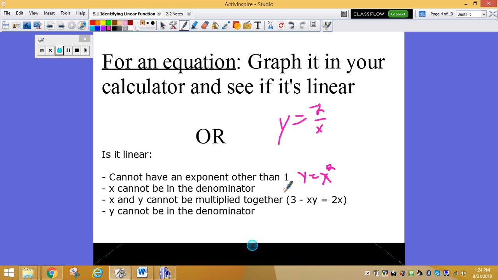X and y cannot be multiplied together. Here's an example of that right here. X and y are being multiplied, so it's not linear. Also, y cannot be in the denominator. So if I had 3 over y equals x, this is not linear because y is in the denominator. So these are the 4 rules. Or, like I said, if it's already in y equals, you can just graph it and look and see. So let's do some examples.